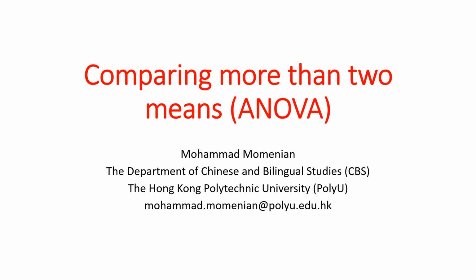Last session we talked about what type of tests we need to use when we want to compare two means. This session we're going to talk about situations or contexts where we have more than two means. So the type of test we're going to use in this context is called ANOVA, analysis of variance.